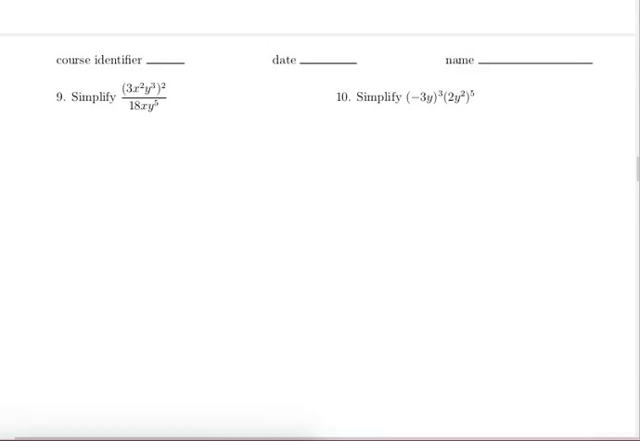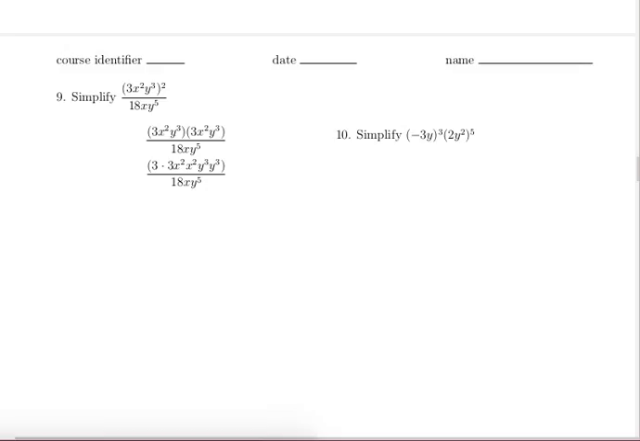The next two problems in our review look at simplifying exponents. This exponent of 2 on the parentheses means that the quantity inside the parentheses is multiplied together twice. Regrouping this part on top, we're going to get the 3 times 3, x squared times x squared, y cubed times y cubed.